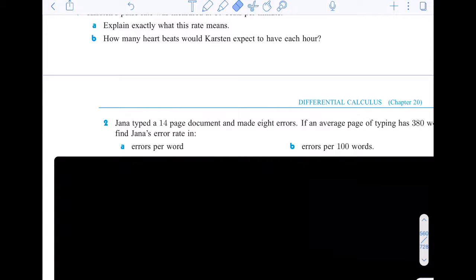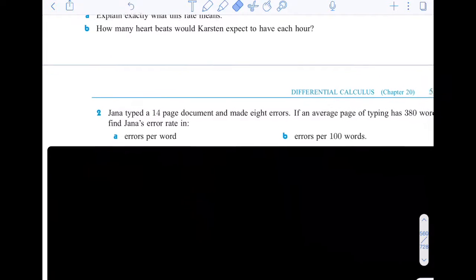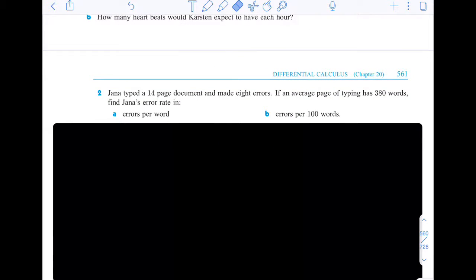So this one says, Janet typed a 14-page document and made 8 errors. If an average page of typing has 380 words, find her error rate in errors per word. So that's what we want to compare. I want to compare how many errors per word. Well, the information that we got so far tells us that she made 8 errors.